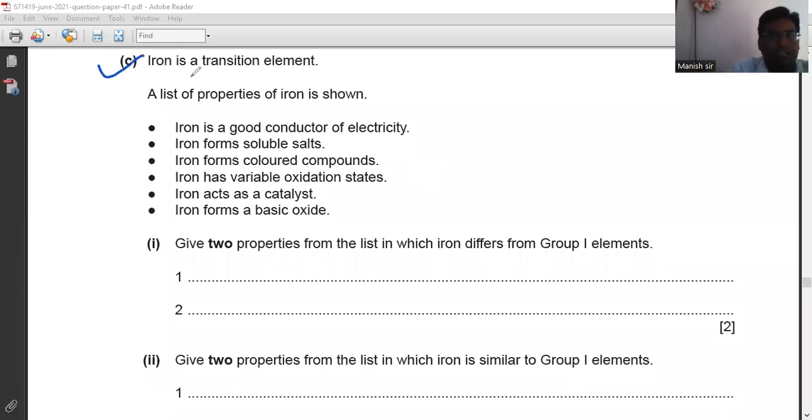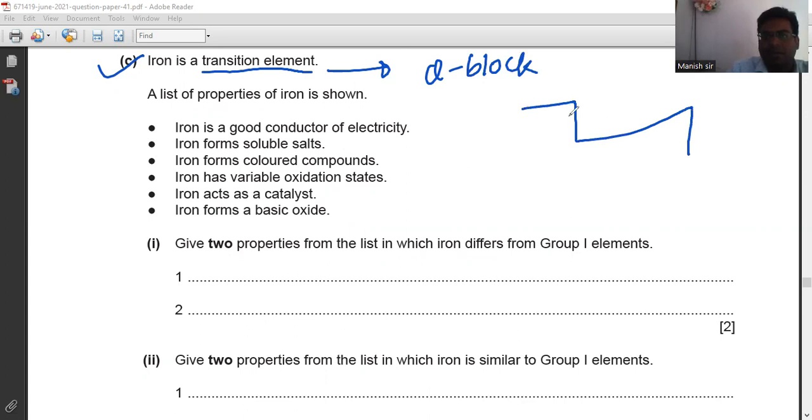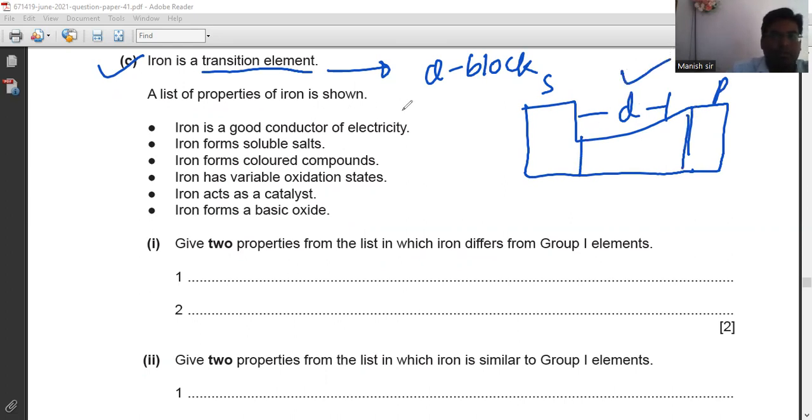So iron, next question: iron is a transition element. Transition elements belong to the D block, right? It is between the S block and the P block, so it will look like this. This is your S block, this is your D block, and this is your P block. The properties of the D block lie between S and P. So iron lies in the D block.